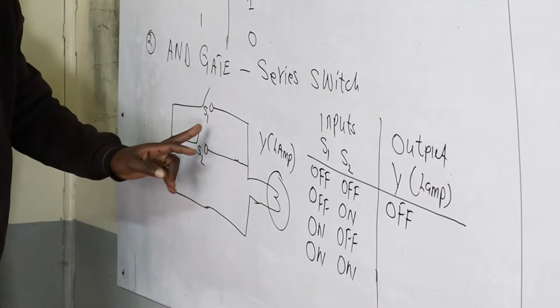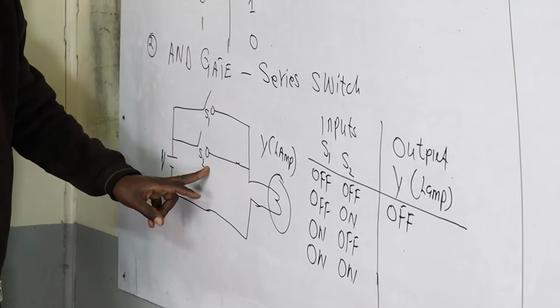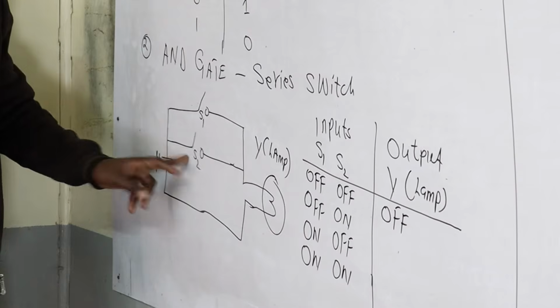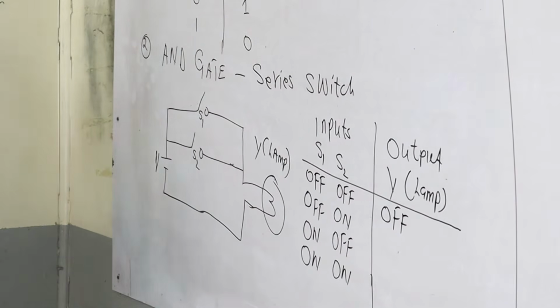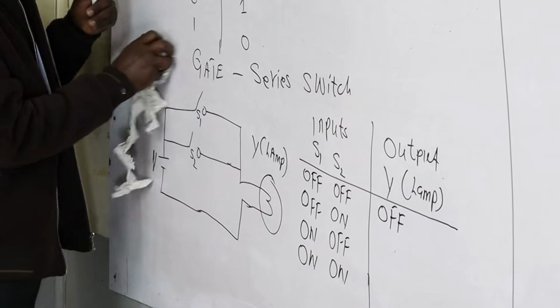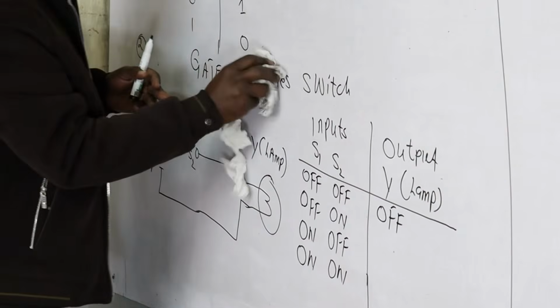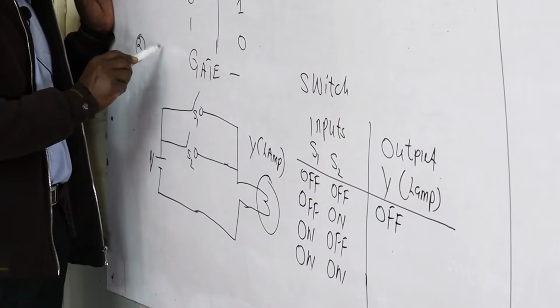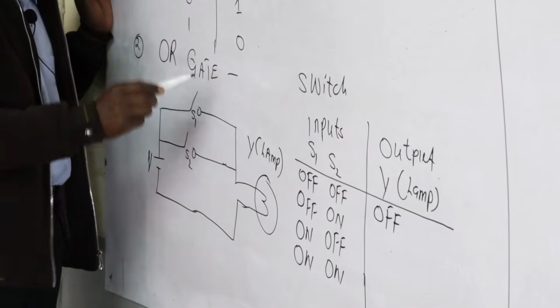Then again, switch 1 off, switch 2 on. Sorry, the circuit I've drawn is for the OR gate. Let us deal with the OR gate first. We can change that; we deal with the OR gate, then we come back to the AND gate, because the circuit I've drawn here, since we don't want to change it, is the OR gate. Let us deal with the OR gate.